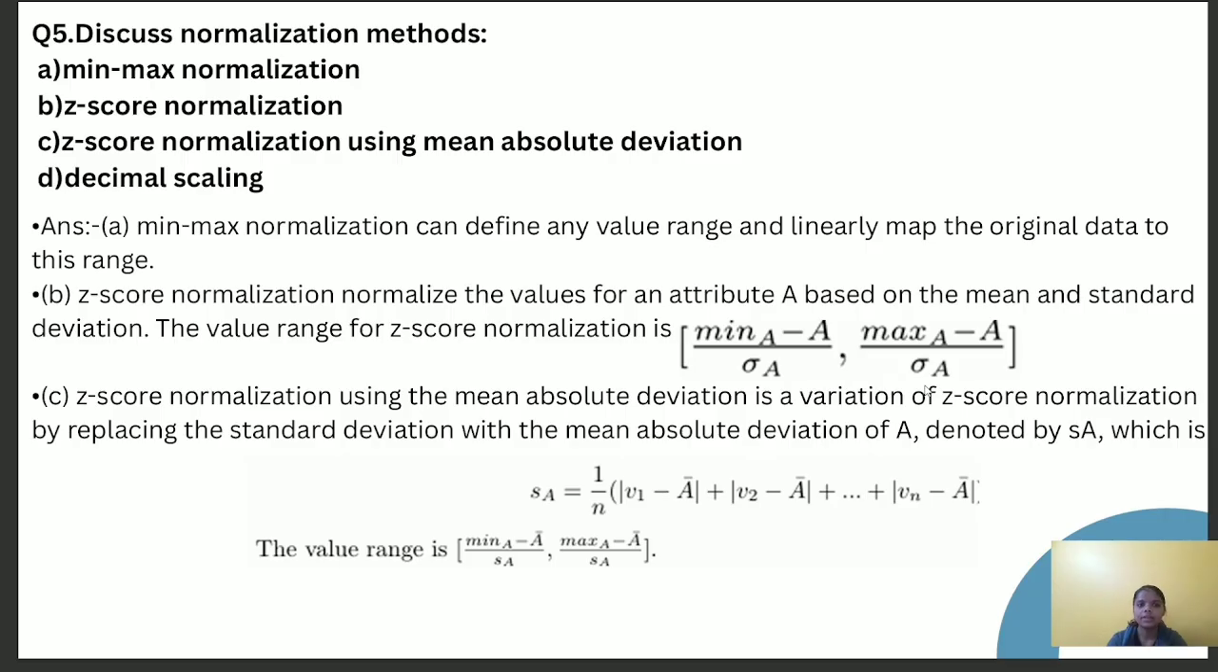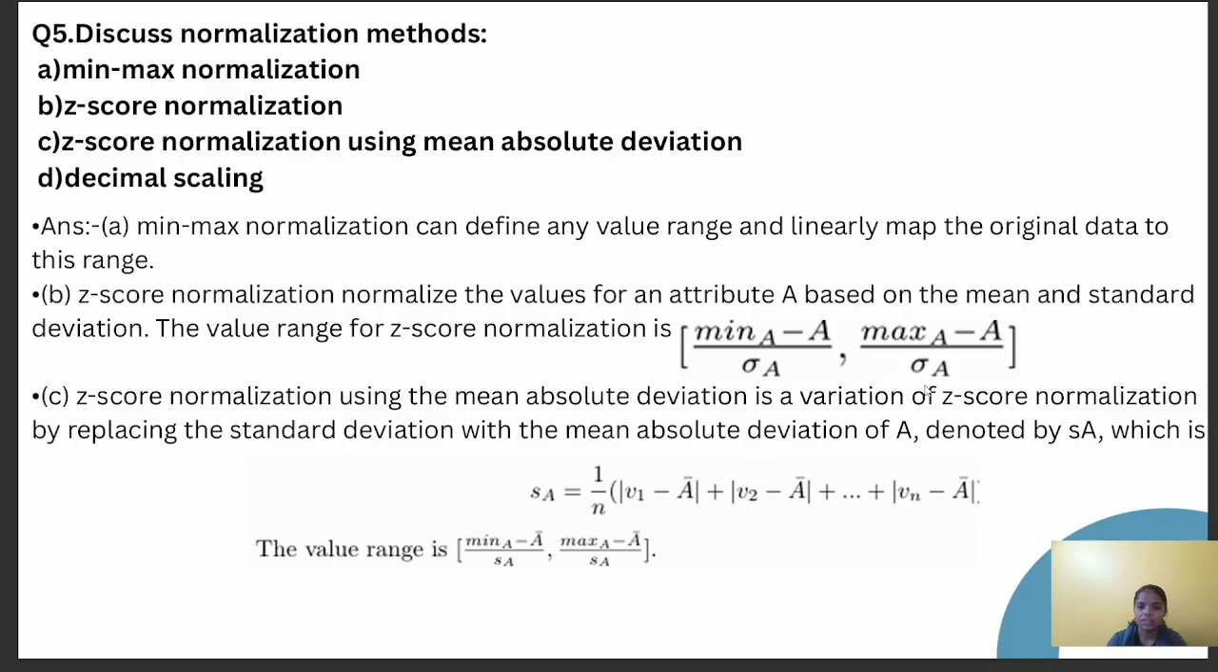Now, second, the z-score normalization. The z-score normalization normalizes the values of an attribute A based on the mean and the standard deviation. So the value range for z-score normalization is from (min of A minus A bar) upon standard deviation, to (max of A minus A bar) upon standard deviation. To calculate the z-score normalization, our formula is z equals x minus mu, or mean, upon standard deviation sigma.